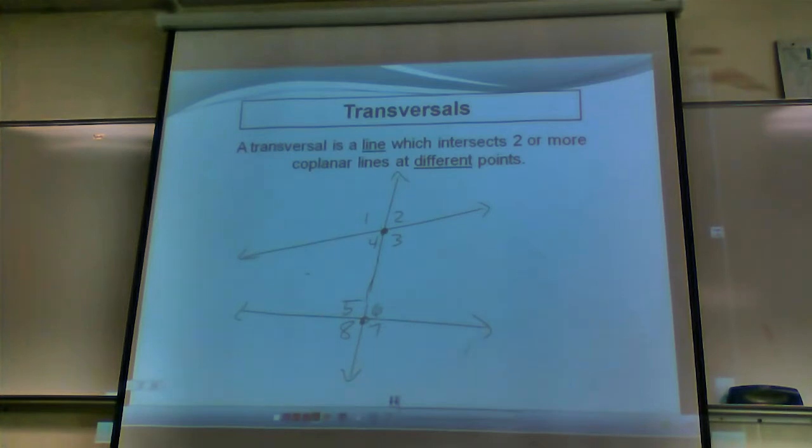Then at the end, when we do the lines that it's intersecting being parallel, there are properties that go with it. All right? Just keep that in mind.